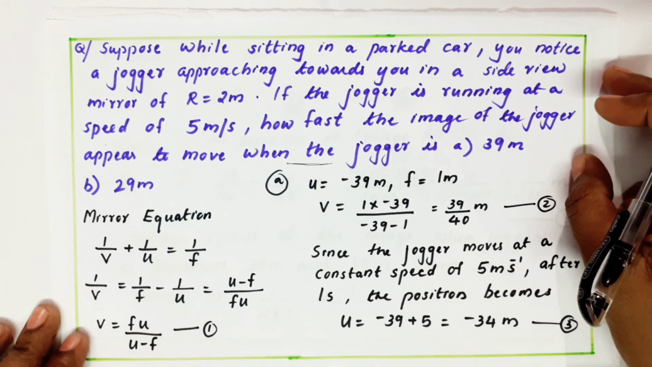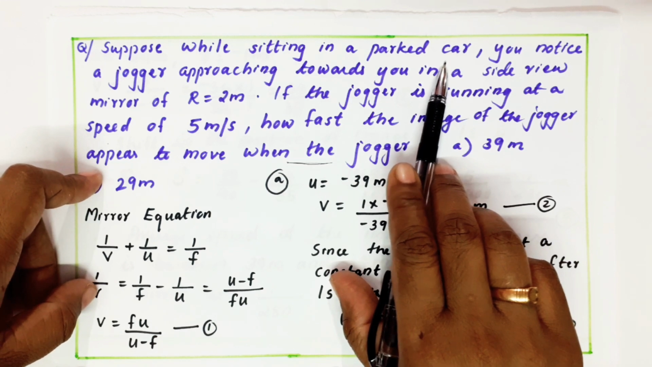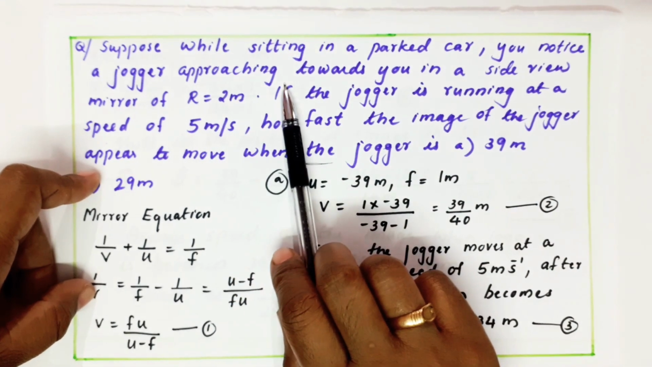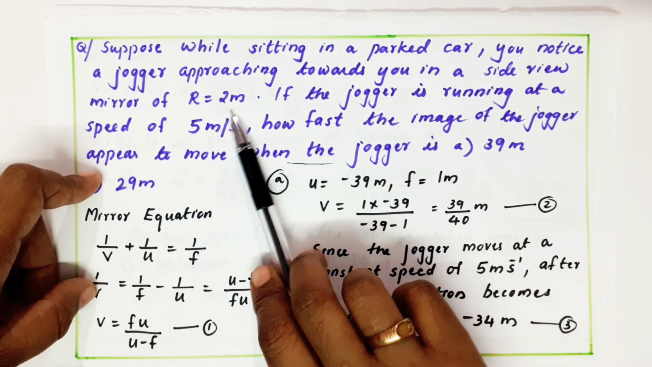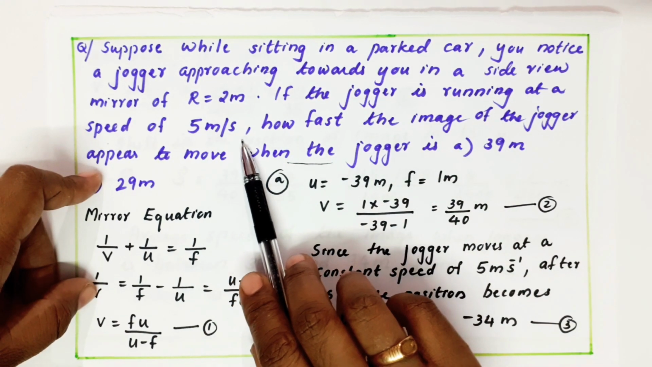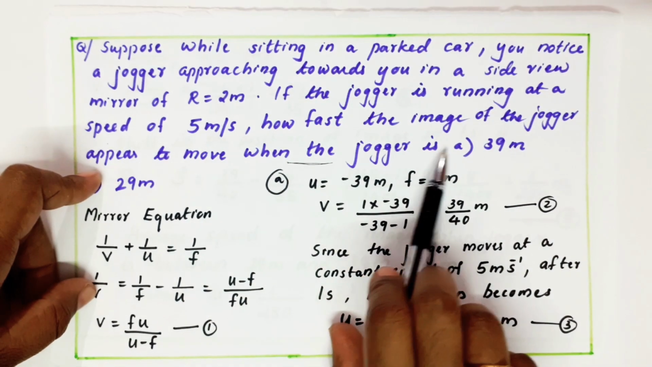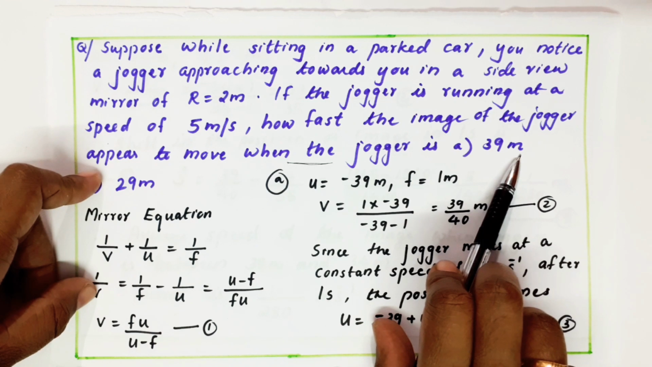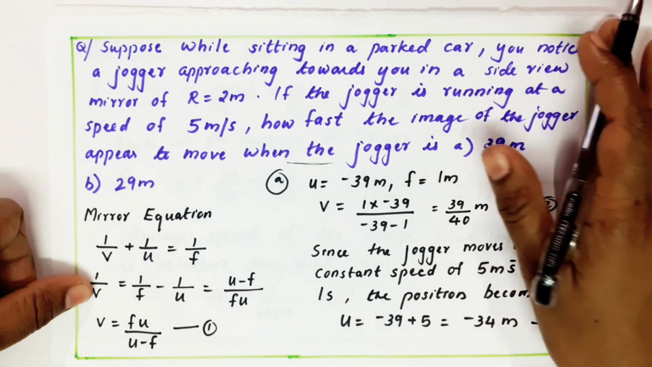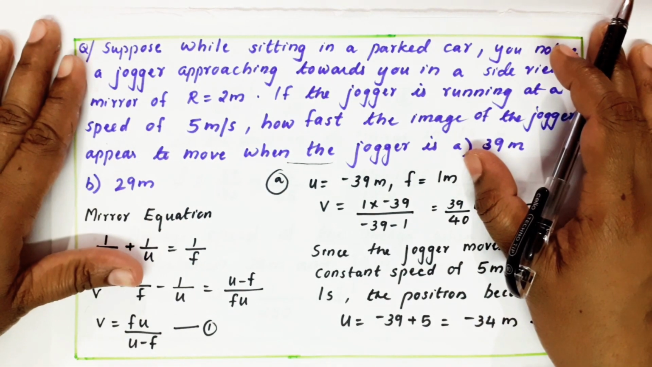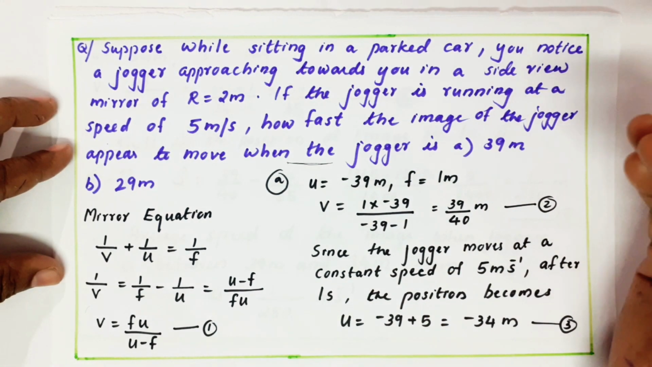Suppose while sitting in a parked car, it means the car is at rest, you notice a jogger approaching towards you in a side view mirror of r equals 2 meter. If the jogger is running at a speed of 5 meter per second, how fast does the image of the jogger appear to move when the jogger is 39 meter and 29 meter away? What's the question? There is a car, and the car is at rest and the jogger is running towards the car, and it is observed with a rear view mirror.